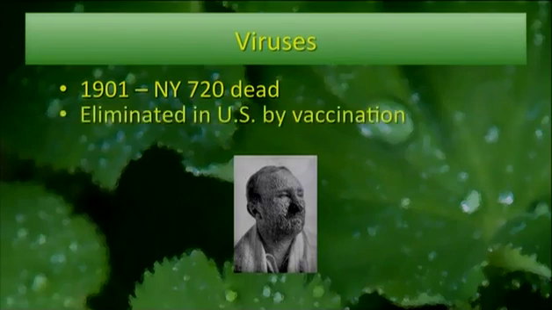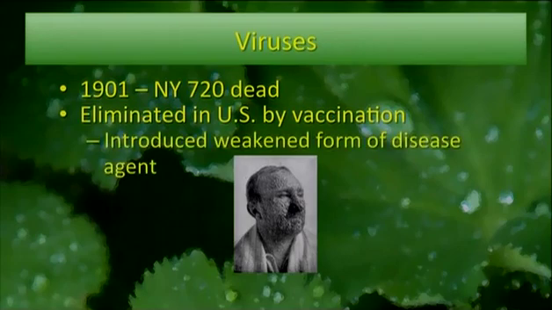And supposedly smallpox has been eliminated in the United States by vaccinations. I myself was vaccinated with a smallpox vaccine. Almost everybody I know has been, but I think they might have discontinued that in younger people now. But what they do is they introduce a weakened form of the virus into the person, and this antigen produces antibodies by the person, and that actually leads to the person becoming immune to the smallpox virus.